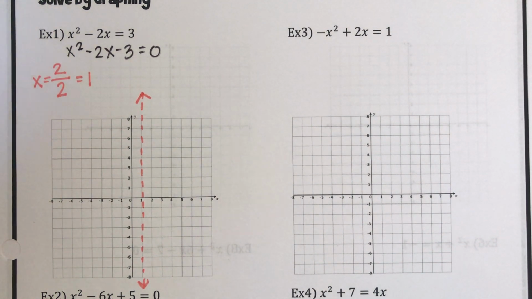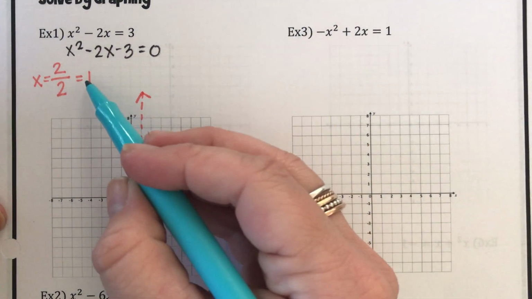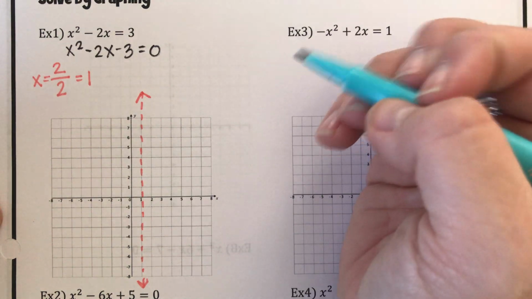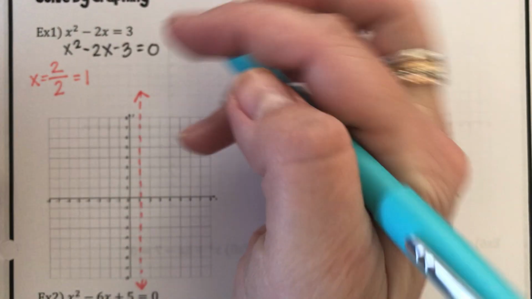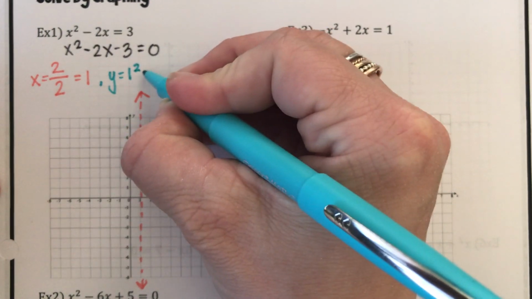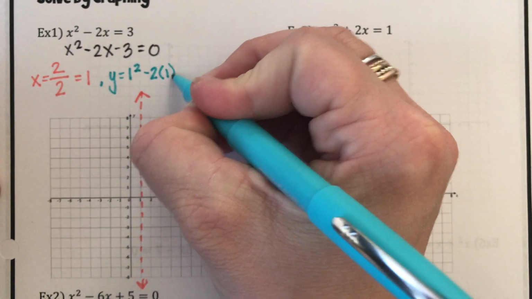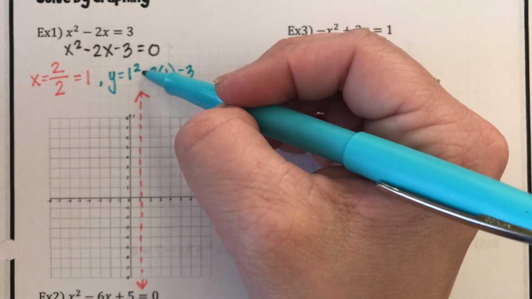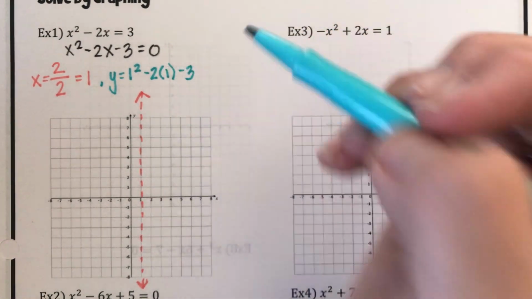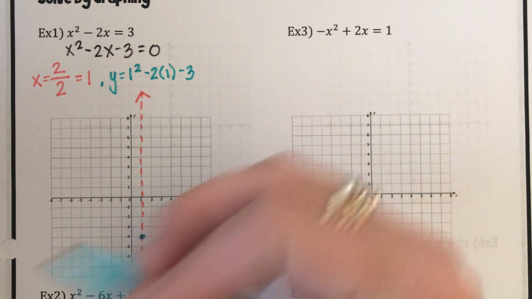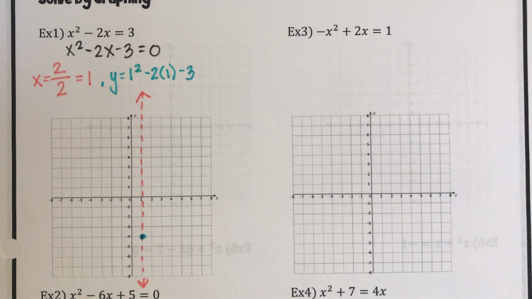Now we need to find the vertex. And so we do that by plugging 1, our axis of symmetry, into our quadratic. So if I plug 1 in here, I get y equals 1 squared minus 2 times 1 minus 3. Okay, so 1 squared is 1, minus 2 is negative 1, minus 3 is negative 4. So that is where my vertex is.